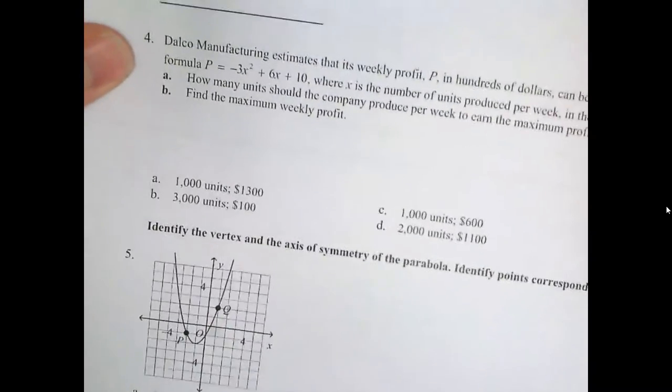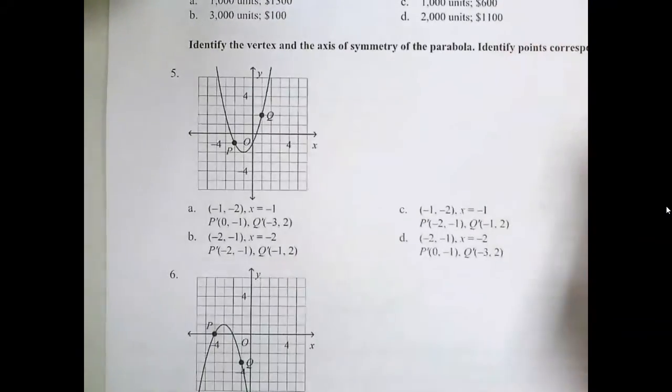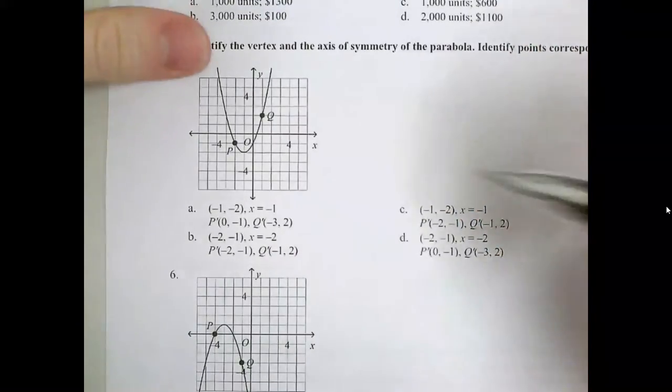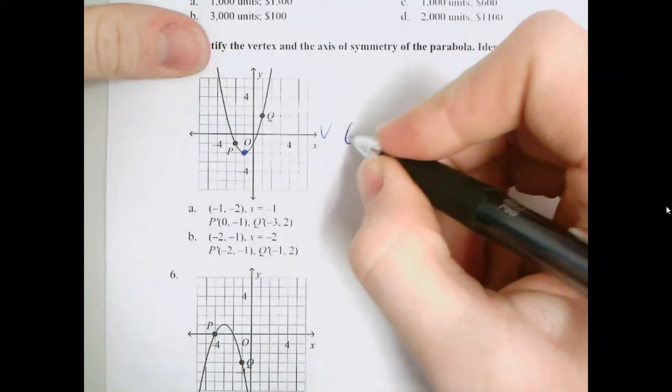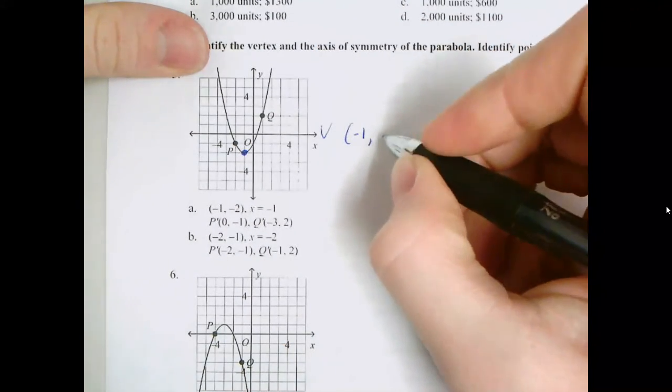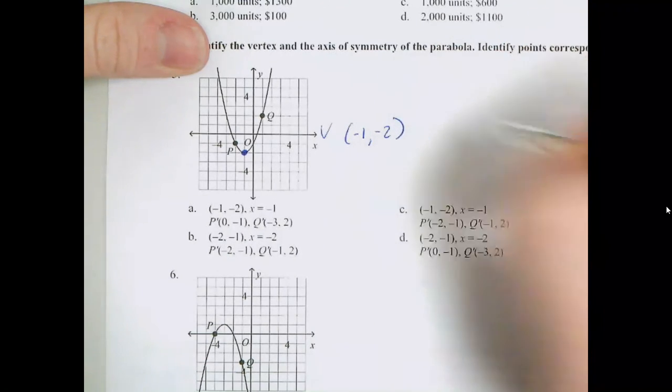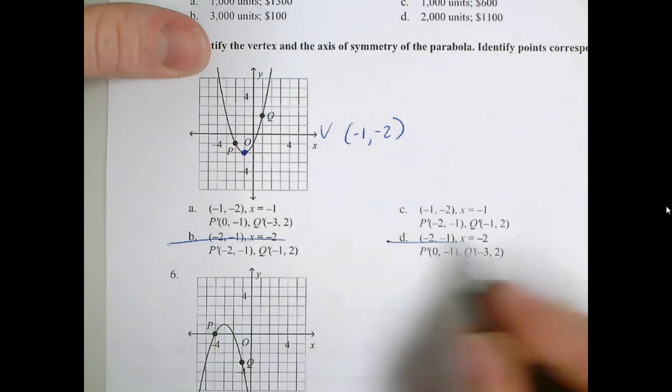Number 4, I'm going to skip that since you do it exactly the same way. Number 5 says identify the vertex and axis of symmetry. So your vertex is going to be your min or max. This one has a vertex at -1, -2. So you can eliminate answer choice B and D.